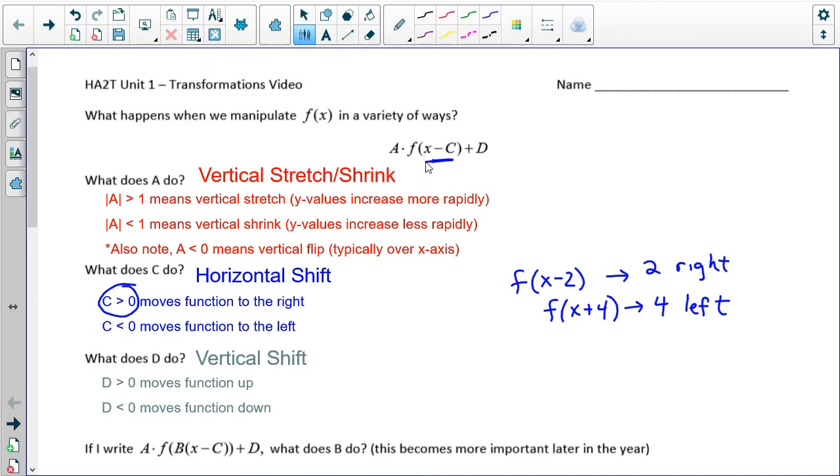Whereas when I have a vertical shift, if I have something like f of x plus 2, that's going to move the graph up. And if I have f of x minus 7, that's going to move the graph down. And the reason why that's the case is that there is a plus d at the end.